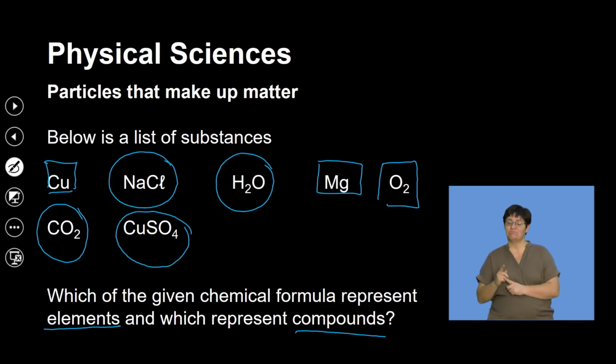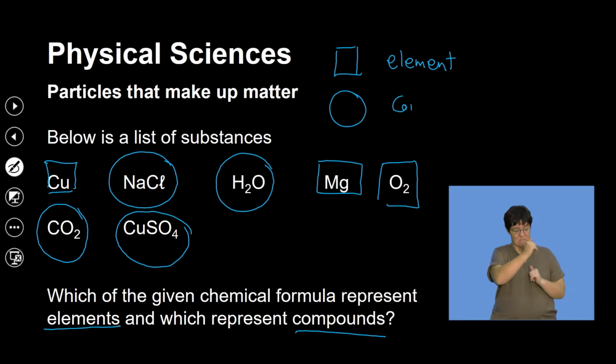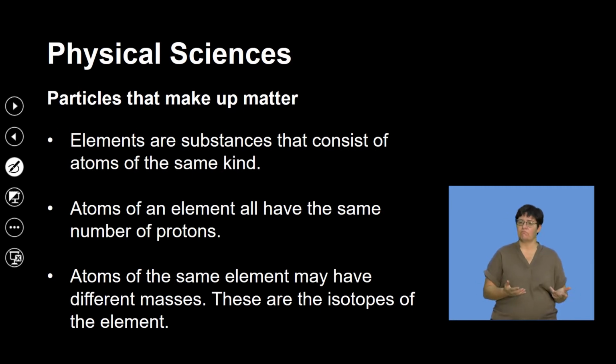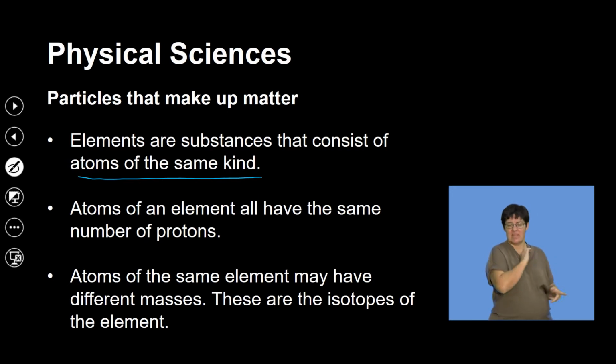So those that we've put in blocks are actually our elements. So our key is such that this would represent an element, while that would represent a compound, chemical formula for compounds. Right, so this is just about the classification. Now, elements are substances that consist of atoms of the same kind. That's how we arrived at that classification in the previous slide.